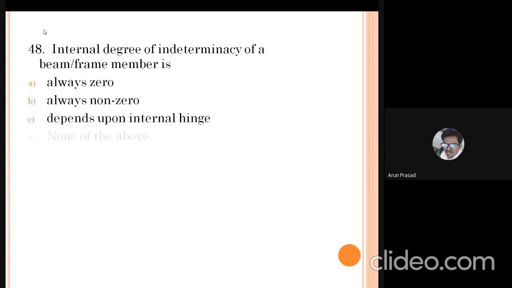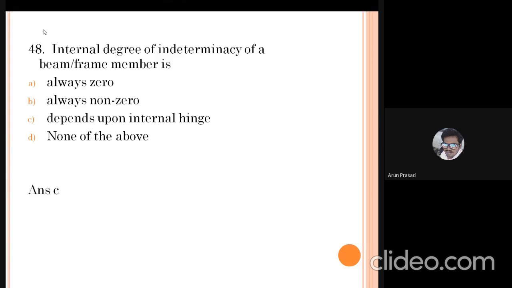So next one, the internal degree of indeterminacy of a beam or frame member is always 0, always non-zero, depends upon the internal hinges, or none of the above. So in a beam or member, the internal degree of indeterminacy depends upon the internal hinges that are provided.